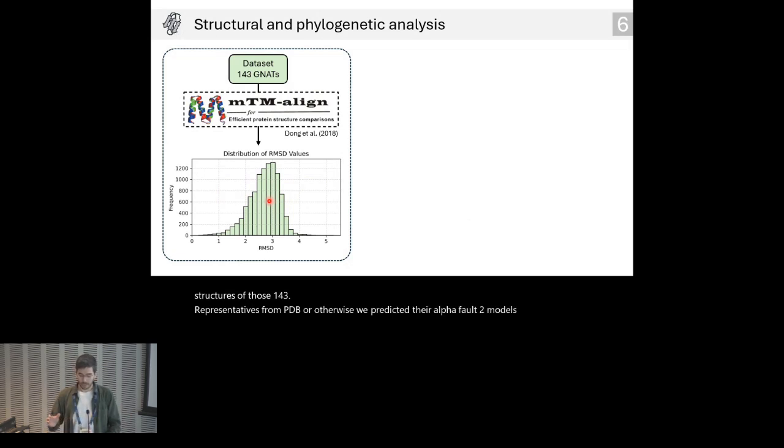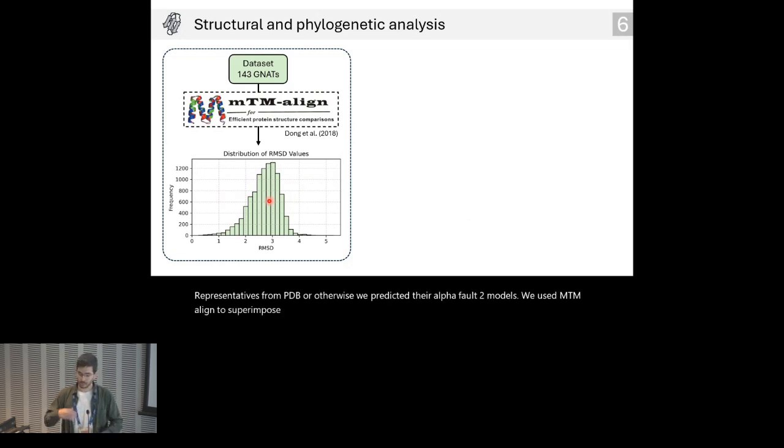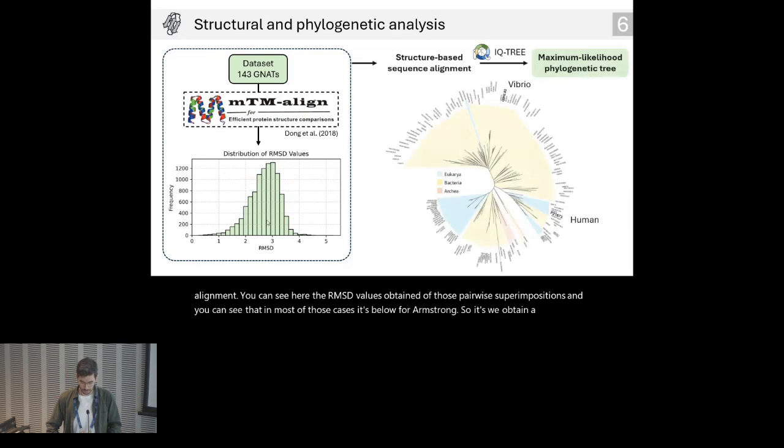We used MTM-align to superimpose pairwise all those structures and obtained a structure-based sequence alignment. You can see here the RMSD values obtained from those pairwise superimpositions, and you can see that in most of those cases, it's below 4 Angstrom. So we obtain a good superimposition.